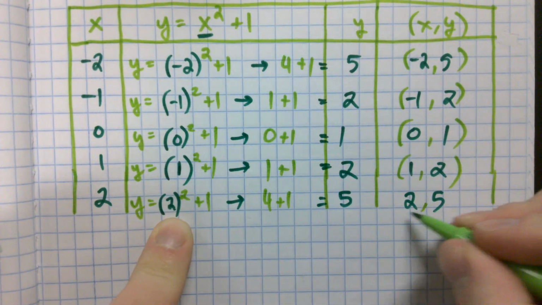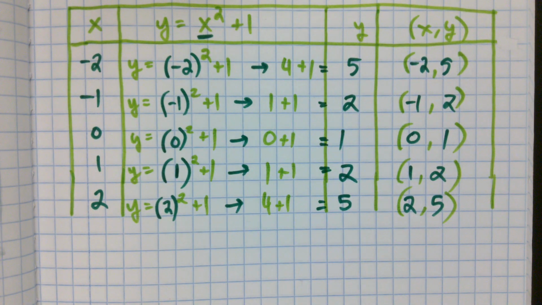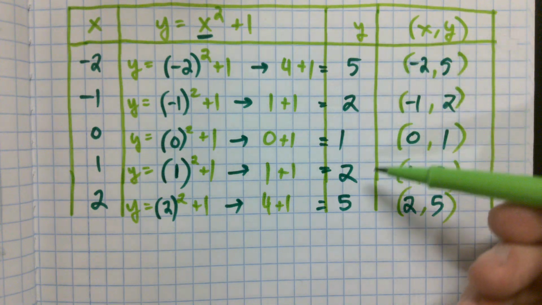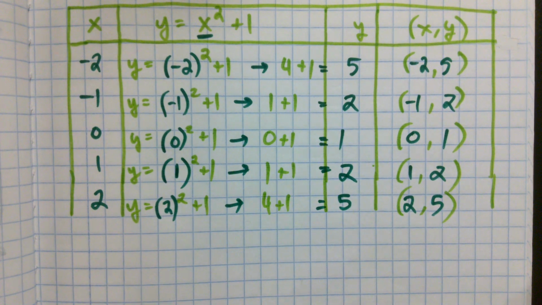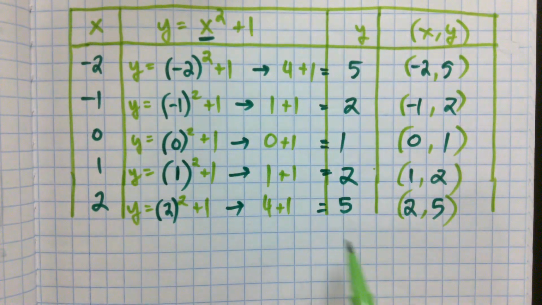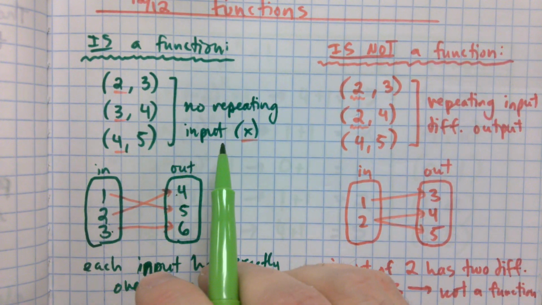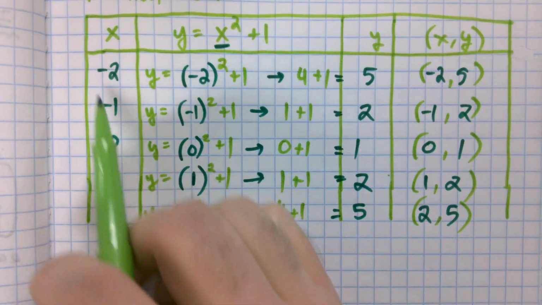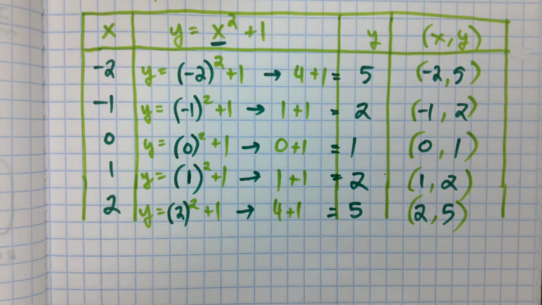What do we notice about our outputs in this function table? Do we have 5 unique outputs? No, we've got repeating outputs, 5 and 5, 2 and 2. Is that okay? Yes, it is. These are outputs. If you remember, we cannot have a repeating input. All the x values here are different. It's fine if they produce the same output. This is still a function.